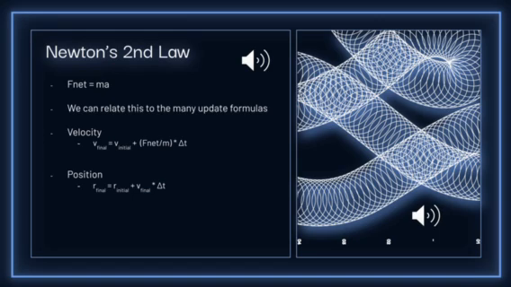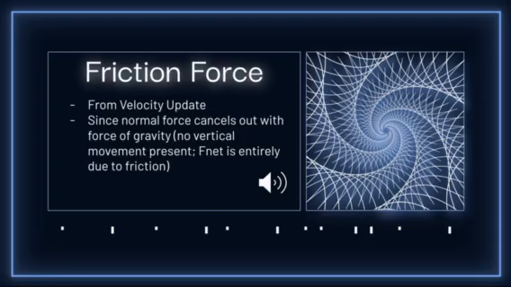Newton's second law, or F net equals mass times acceleration, is involved in this lab as it relates to many update formulas, including the velocity update formula and the position update formula. These update formulas will be used in our coding to determine a correct pathway for the collision. We will acknowledge the force of friction in this lab. We can get the friction force from the velocity update, seeing as normal force cancels out with the force of gravity. This is because there is no vertical movement present. Therefore, F net is entirely due to friction.